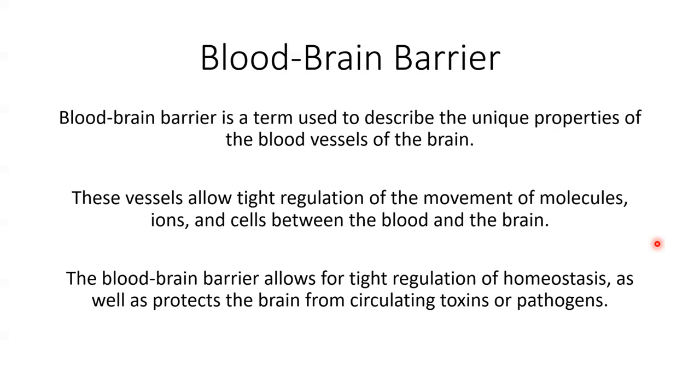In addition to the tight junctions of our endothelial cells, we also have feet, or the processes of our astrocytes, surround those blood vessels and surround those endothelial cells. And this helps produce kind of like a secondary boundary around that vessel.